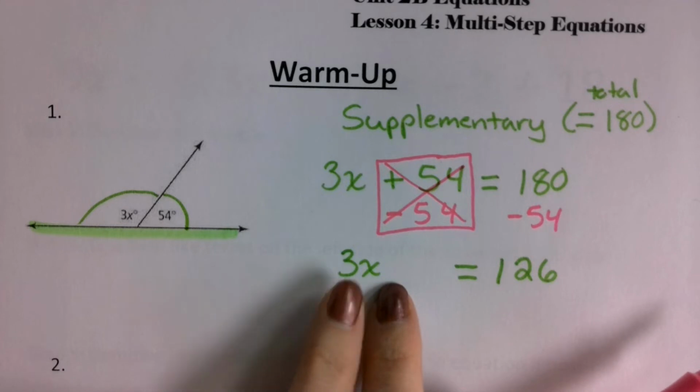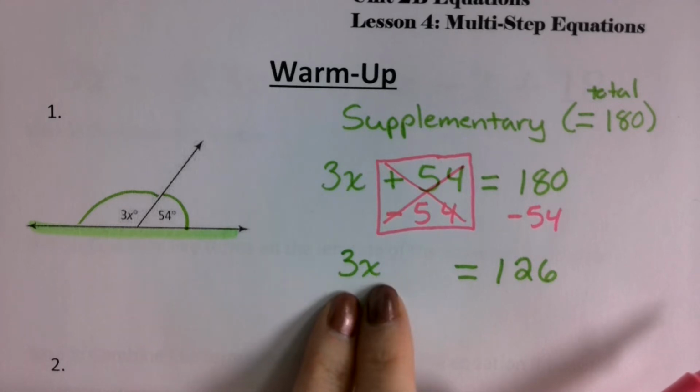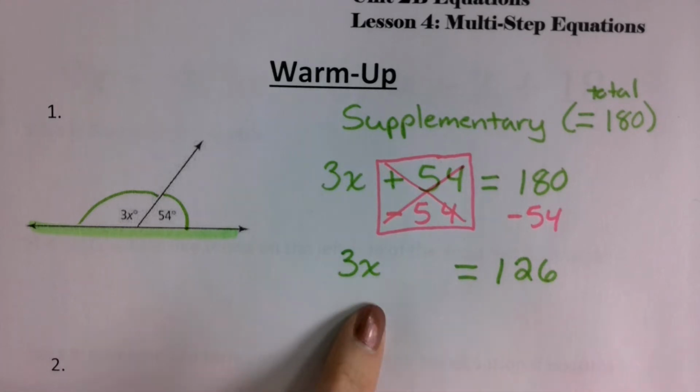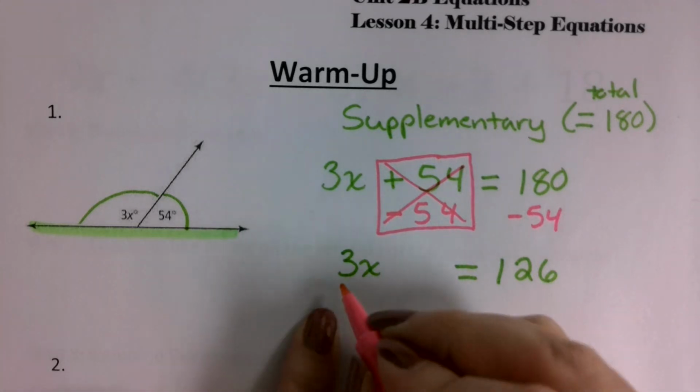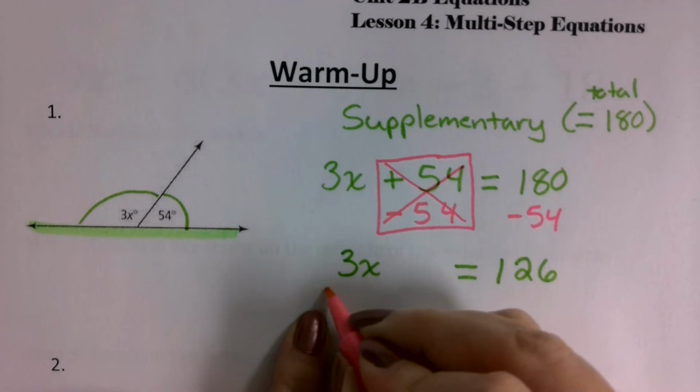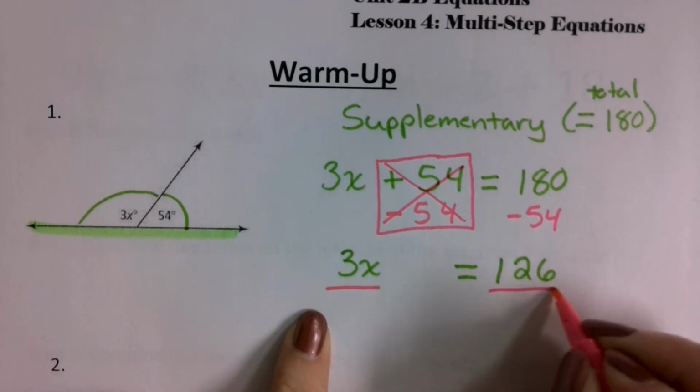So get used to it. When you see 3x, get used to it in your mind just saying 3 times x. Because if you know it says 3 times x, then when we talk about the opposite, what is the opposite of times? Divide, division, right? So I know that I really am going to go ahead and divide by 3.